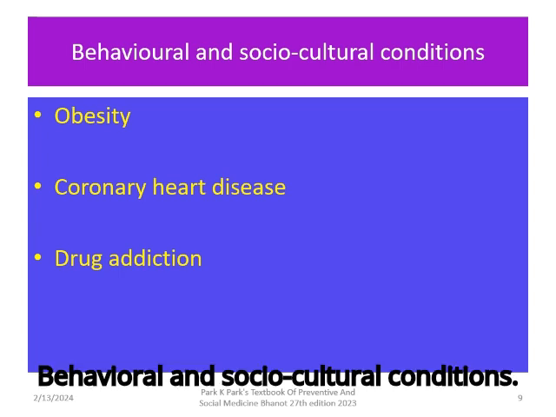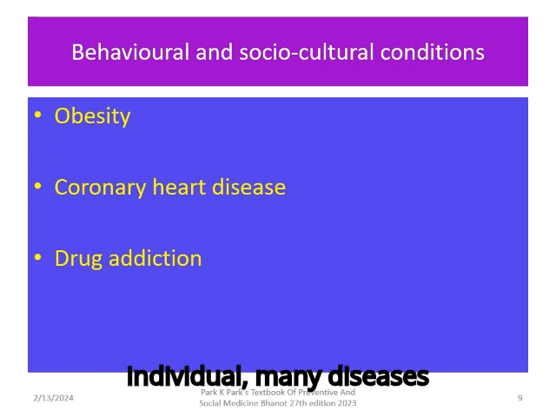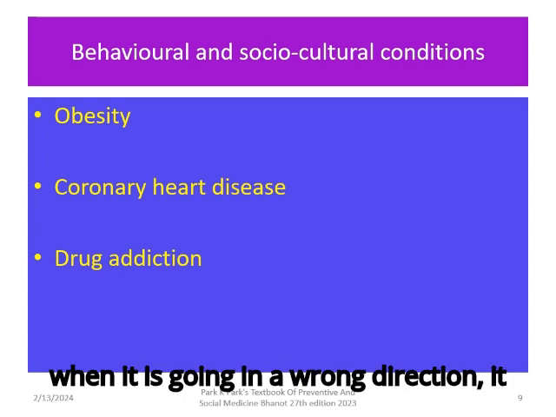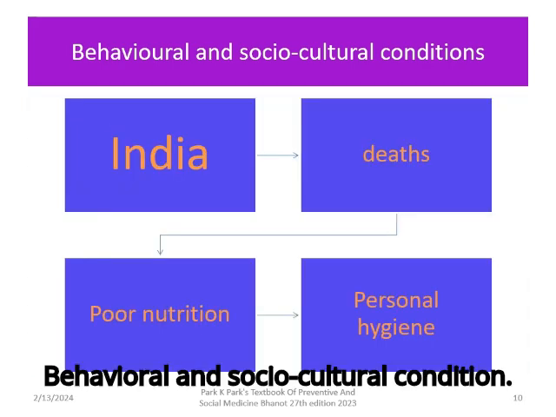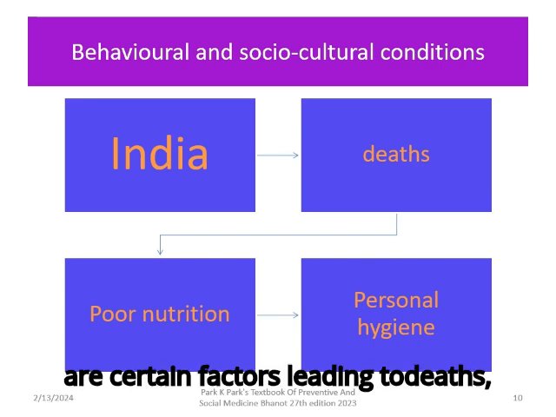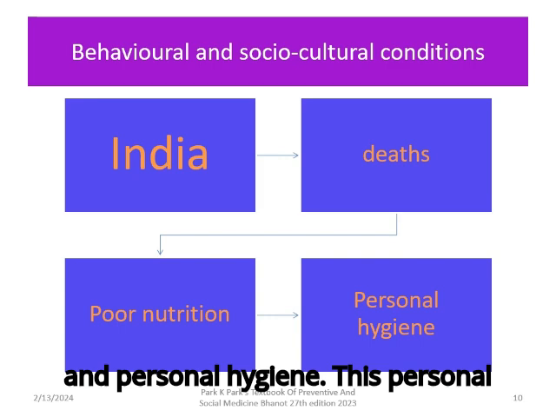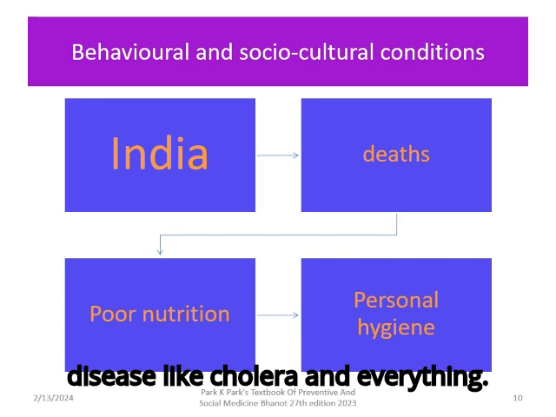Behavioral and socio-cultural conditions. Depending upon the behavior of an individual, many diseases arise, such as obesity, coronary heart disease, and psychological behavioral factors. When it goes in a wrong direction, it gives drug addiction. In our developing country, India, there are certain factors leading to deaths, such as poor nutrition like malnutrition, and poor personal hygiene. Poor personal hygiene leads to more communicable diseases like cholera and everything.